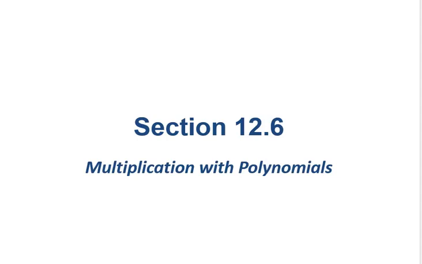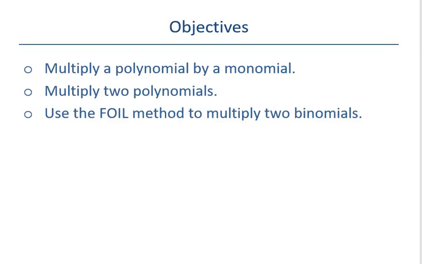12.6 Multiplication of polynomials. We will multiply polynomials by a monomial, multiply two polynomials, and use the FOIL method to multiply two binomials.